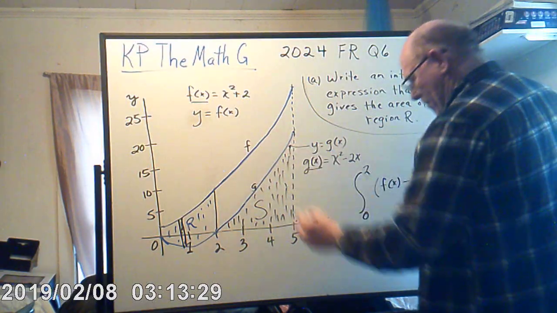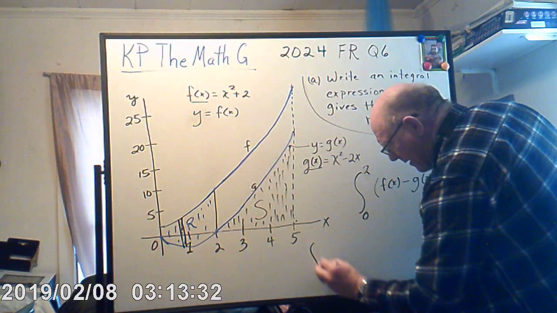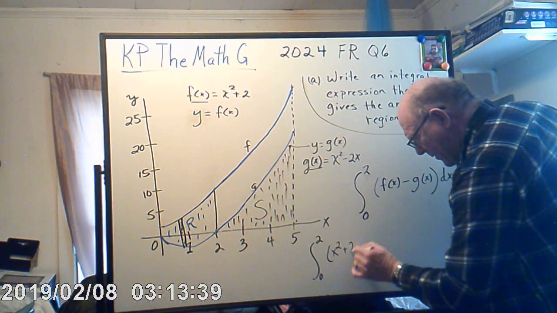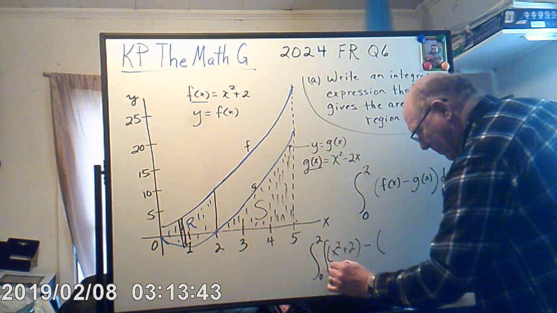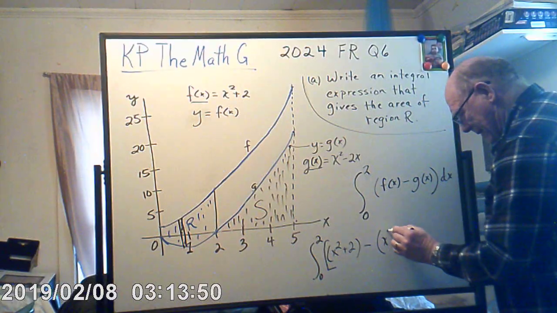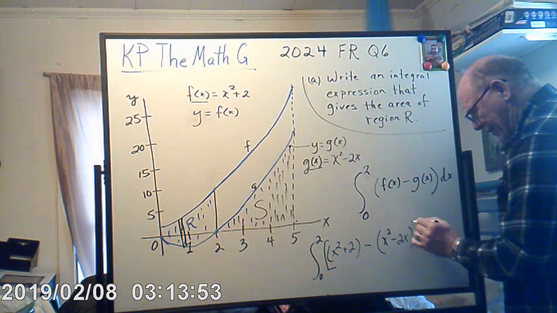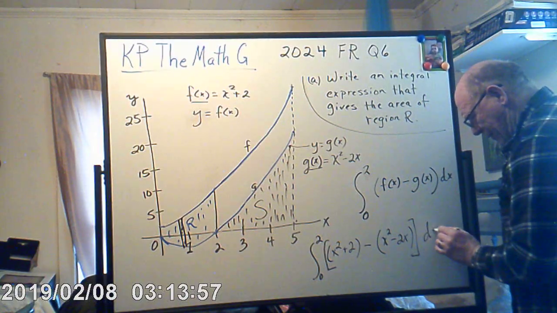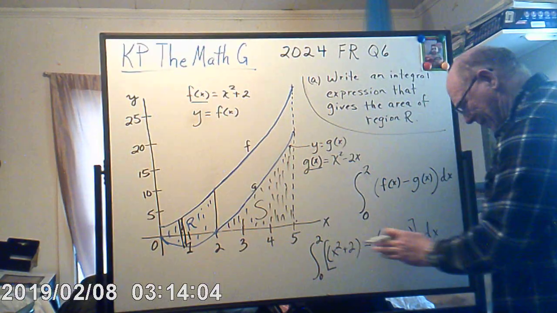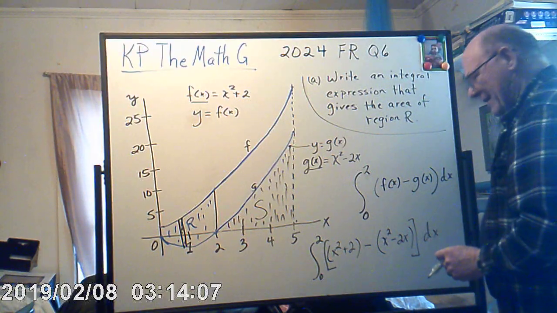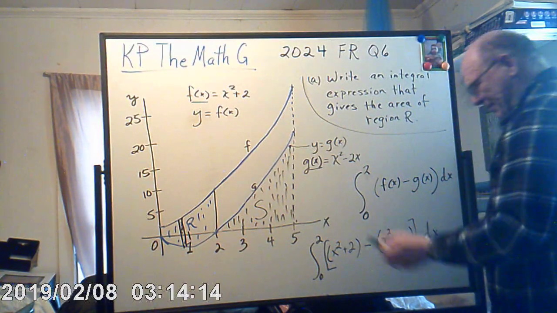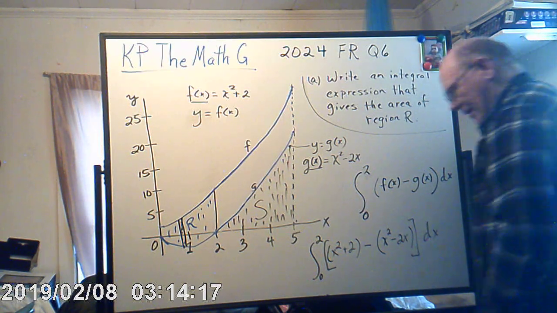Now, again, if you want to write this out, you can. It's just the integral from 0 to 2 of x squared plus 2 minus, I'd like to box it in like that, x squared minus 2x. Now listen, if you do it this way, do not bother to distribute that minus sign at all. Just let it be like that. It's still F minus G. Either way, you'll get the points. That's part A.